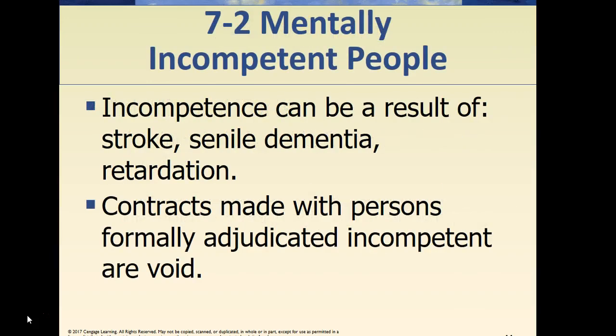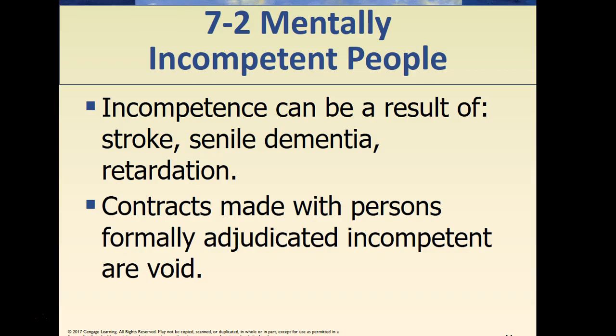Okay, mentally incompetent. People can be incompetent as a result of mental disease or defect, as they say under the law. And this can be somebody who, as your slide indicates, suffered a stroke, has dementia, or lacks capacity due to low IQ. If you were to make a contract with somebody that is under guardianship as a result of this mental disease or defect, those contracts are void.